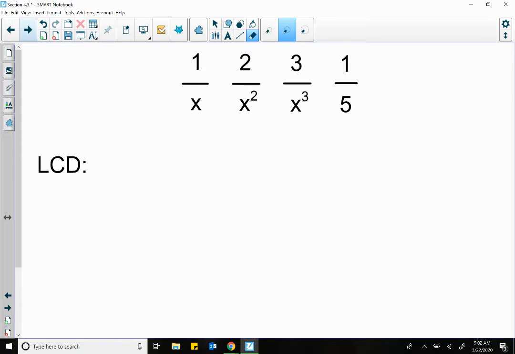Go ahead and give this one a try. Pause the video. Again, remember, we don't care about the numerator. It's all about the denominator. Try and find me the least common denominator. And go.